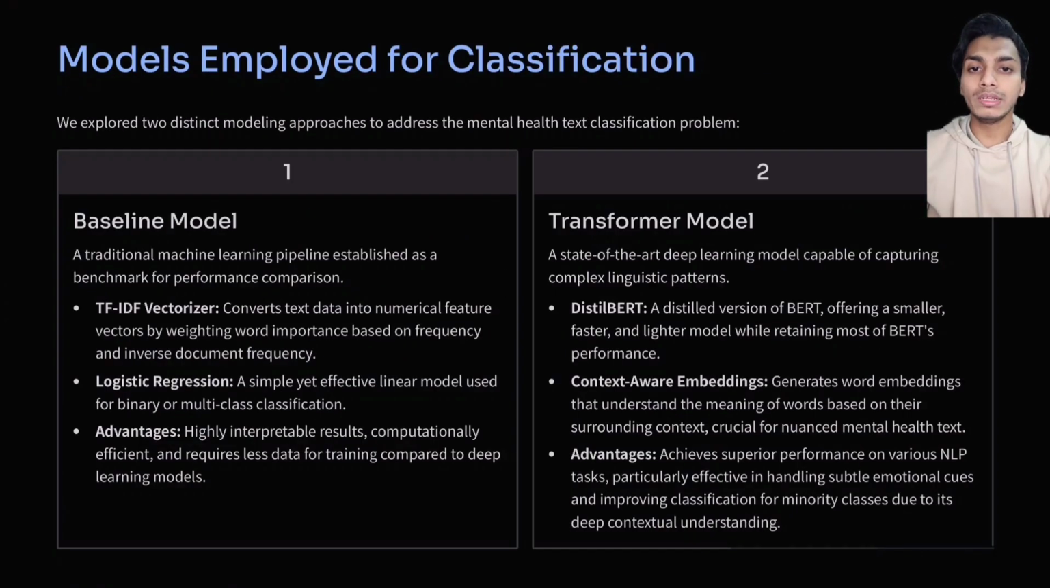Two models were used in this project. The baseline model combines TF-IDF and logistic regression, which is efficient, interpretable, and computationally lightweight. The transformer model DistilBERT provides context-aware embeddings and performs better on subtle emotional expressions.